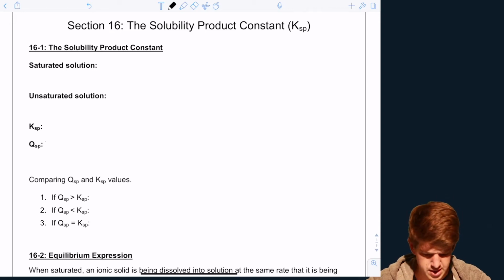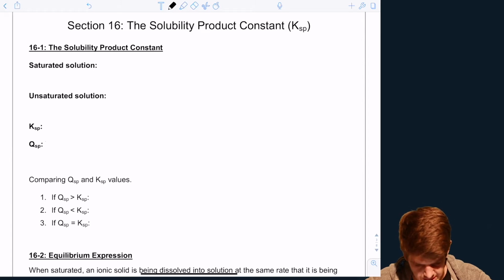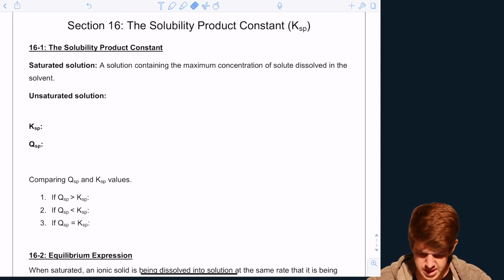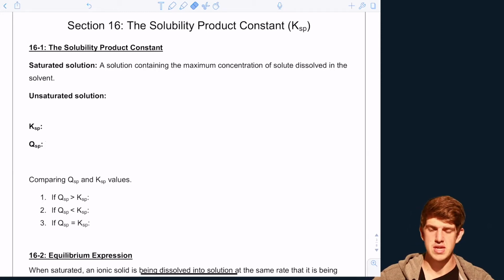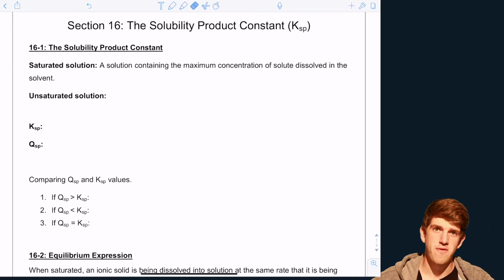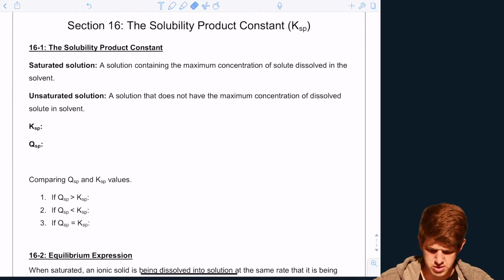And at that point, your solution is said to be saturated. A saturated solution is just a solution containing the maximum concentration of solute dissolved in the solvent, solute being your salt and solvent being the water. Before you couldn't dissolve any more, you were in an unsaturated solution, which is just a solution that does not have the maximum concentration of dissolved solute in solvent.